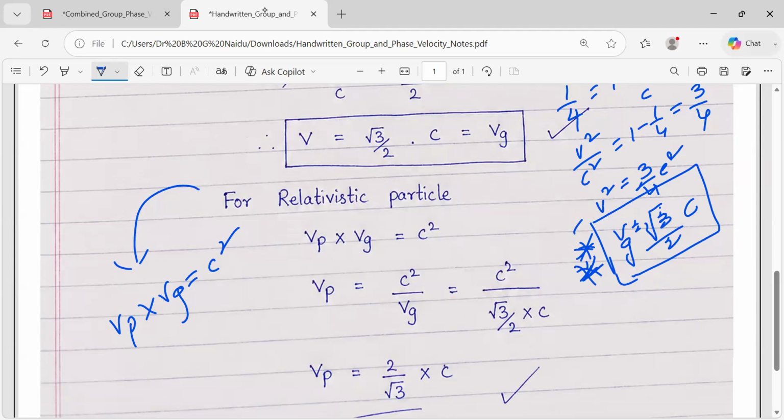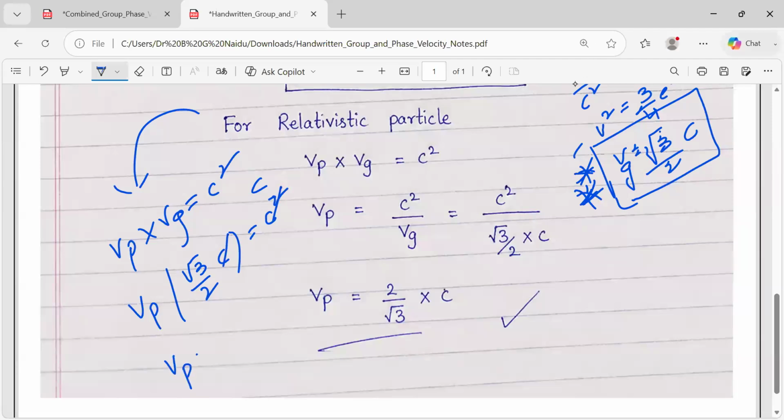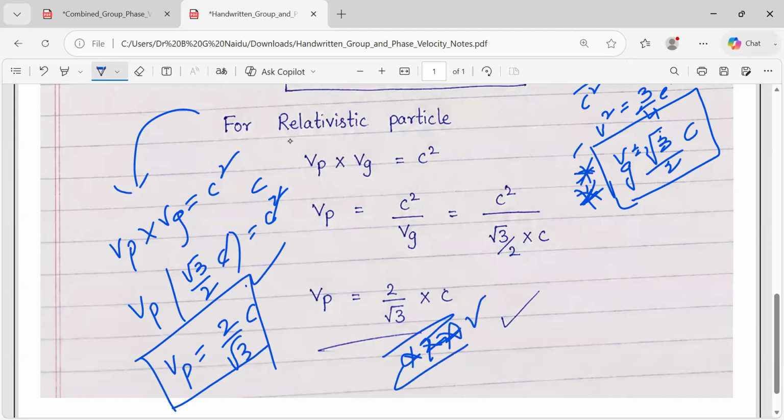Now substitute the value of the group velocity: phase velocity times root 3 by 2 of c equals c². One c cancels out, and the phase velocity can be written as 2 by root 3 of c. This is a very important problem, asked many times.